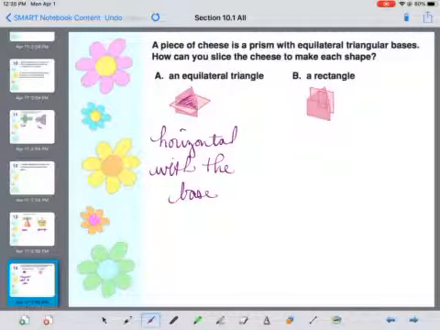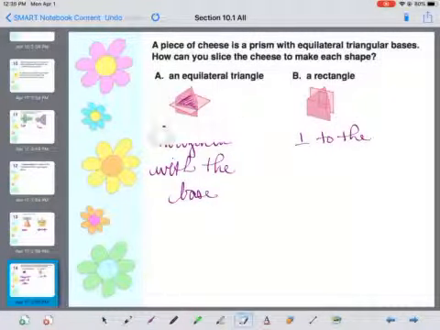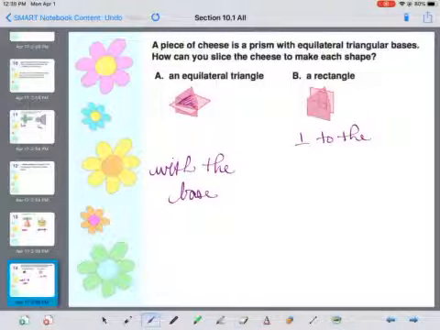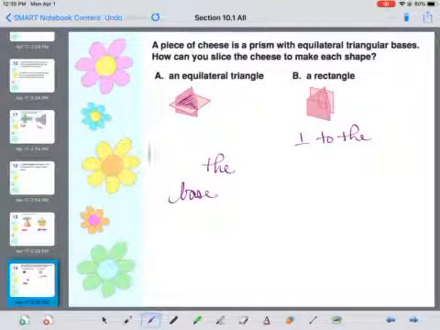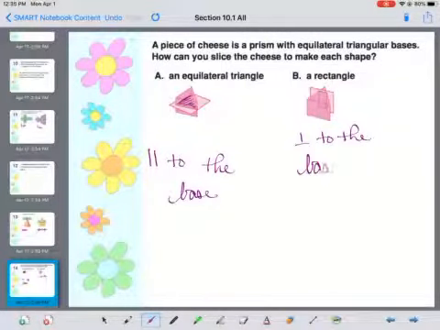Now, if I wanted rectangular pieces of cheese, then I would instead cut this way. See how now my cross section is a rectangle? So I would call that perpendicular to the base. Or no, sorry, not horizontal. Oh my goodness, no wonder why I'm losing it. It should be parallel to the base. Sorry about that. Parallel to the base and perpendicular to the base.